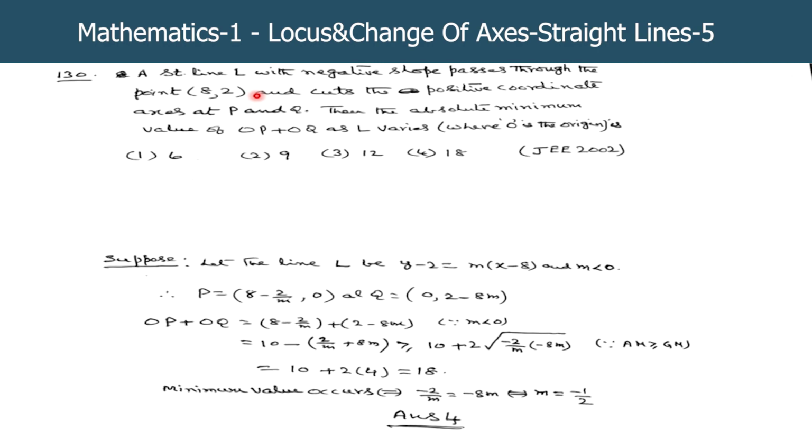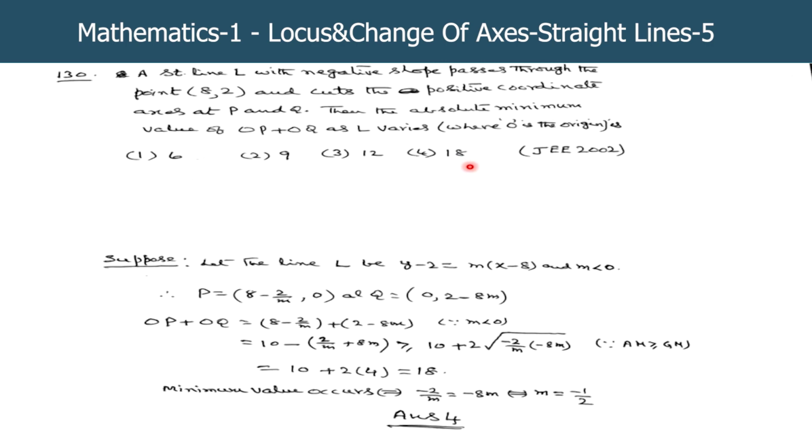Now coming to problem number 130. A straight line L with a negative slope passes through the point (8, 2) and cuts the positive coordinate axes, meaning positive x-axis and positive y-axis, in P and Q. Then the absolute minimum value of OP plus OQ, where O is the origin, as L varies. If L varies, P and Q vary, so OP plus OQ vary. The minimum value of OP plus OQ is asked: 1) 6, 2) 9, 3) 12, and 4) 18.